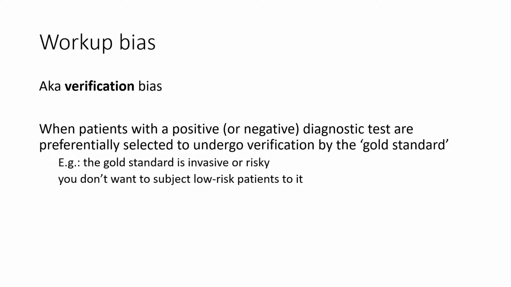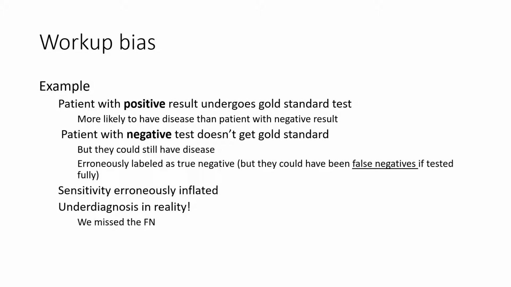There's another type of bias known as workup bias or verification bias. And that is when patients with a positive or maybe negative diagnostic test are preferentially selected to undergo verification by the gold standard. So, for example, say the gold standard is very invasive or risky and you don't want to subject low-risk patients to it, they won't undergo the gold standard test. And this is typically done for the negative test results, which will not get the gold standard test. However, you're probably going to find that patients with a positive result on the new diagnostic test who get the gold standard test are going to be more likely to have the disease than patients with a negative result.